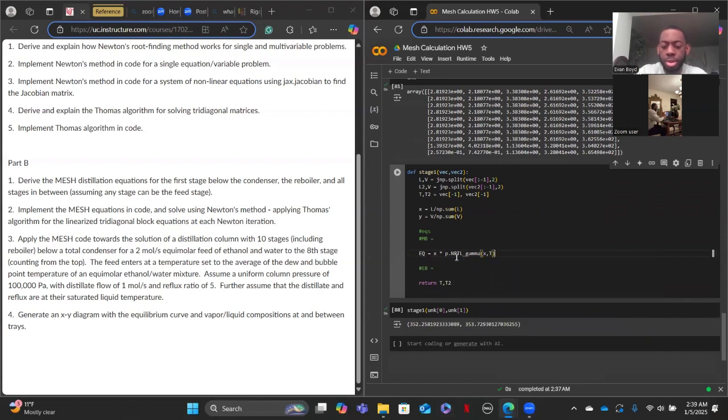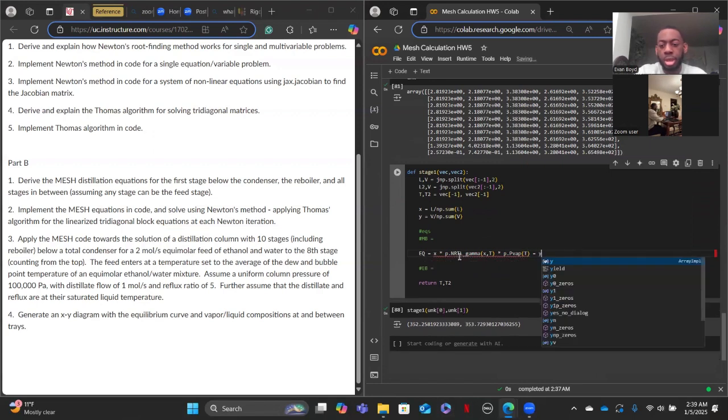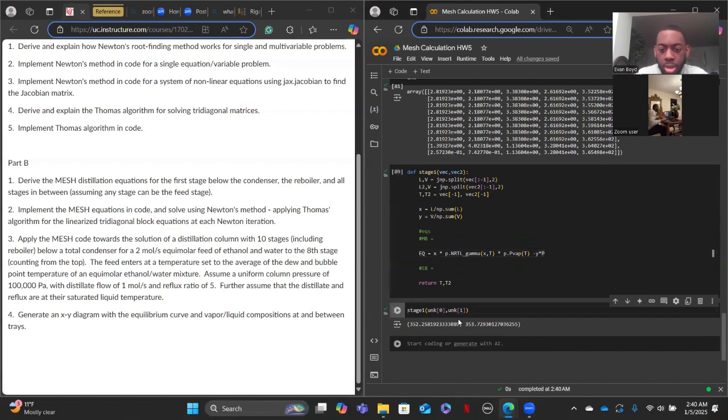Times our PVAP, back to temperature. And then this would be equal to, like I just said, our liquid composition times our vapor composition times our pressure. But in this case, we want this equal to zero. So we will subtract this part here, and we can just equal this out, and you will get our equal molar relationship. So you see here, this would be our equal molar relationship. And this will get us into the next part, which is scaling.